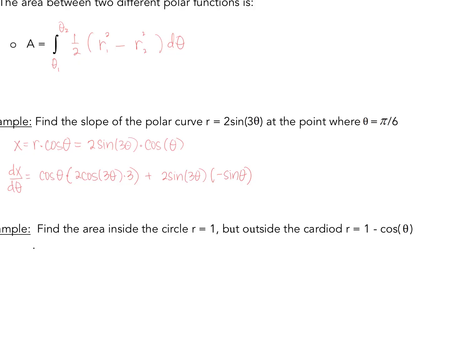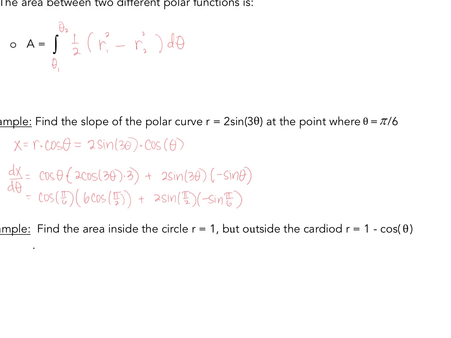And then you can plug pi sixths into that to evaluate. So that'll give me cos of pi sixths times 6 cos of pi halves, and then 2 sine of pi halves times the negative sine of pi sixths. So it just becomes, okay, now it's back to just being a trig problem.